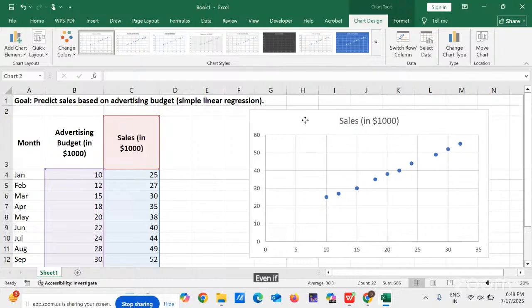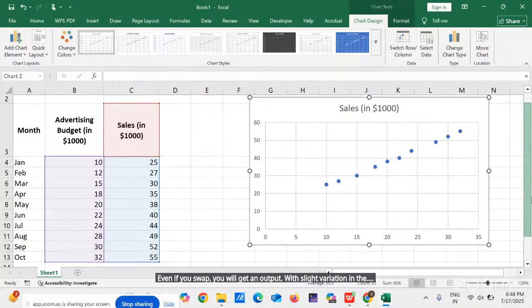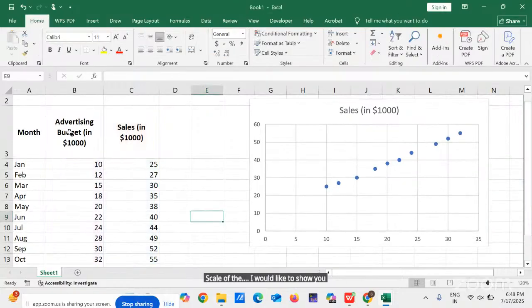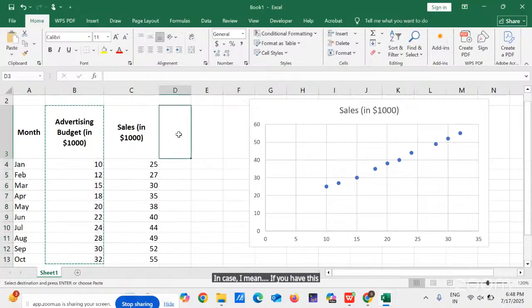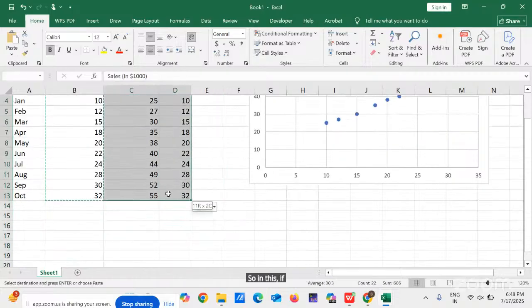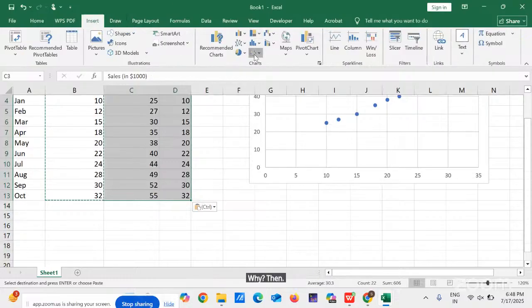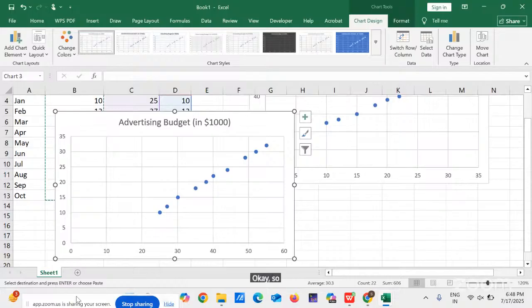Even if you swap, you will get an output with slight variation in the scale. I would like to show you that also. In case you have this x information, because this is our budget, advertising budget is our independent variable, right? So if you are doing it this way, that is, first column is y, just to show you how there is the change. Okay, so only the scale will be different.